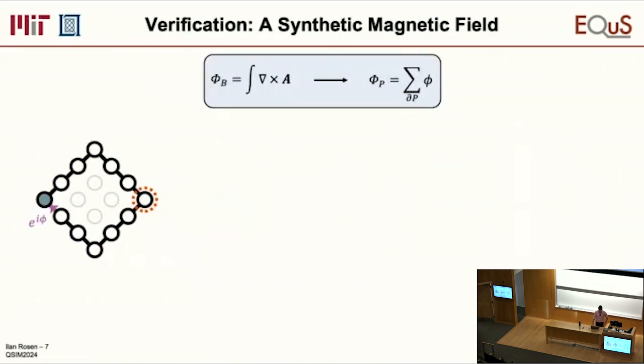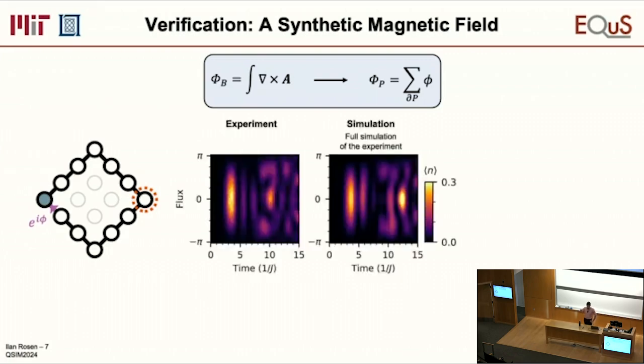So let's check and see if this works. First, let's take a loop of, in this case, 12 qubits, arbitrarily, and put a phase on one of these bonds. Again, if we sum up the phases around, we should have a net flux threading the plaquette. Here I'm showing you initialization of a particle at one end, and the readout, the population at the opposite side of the ring, highlighted in orange.